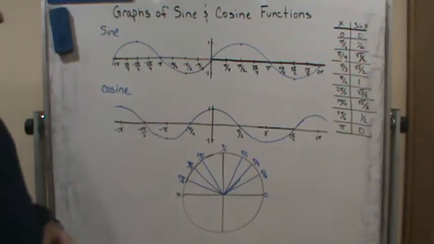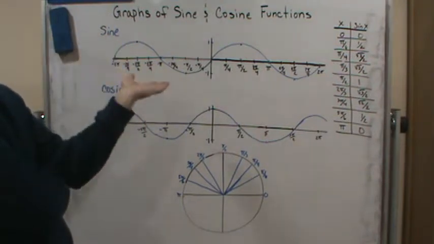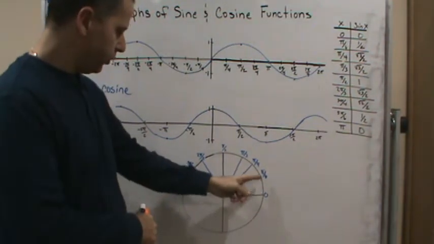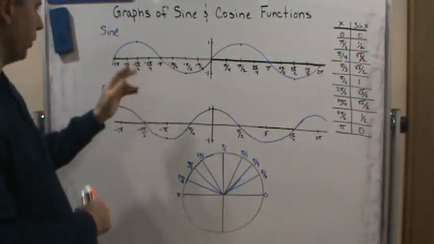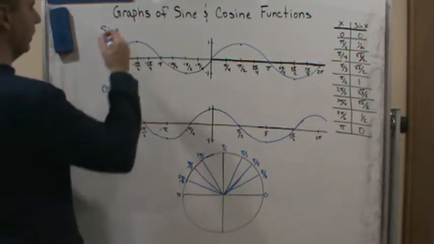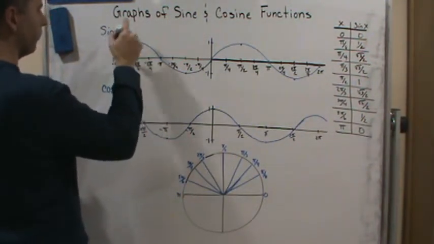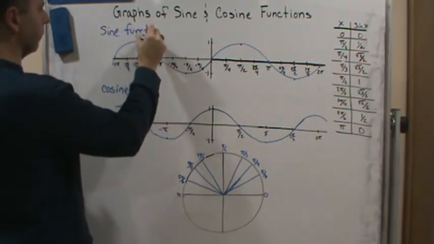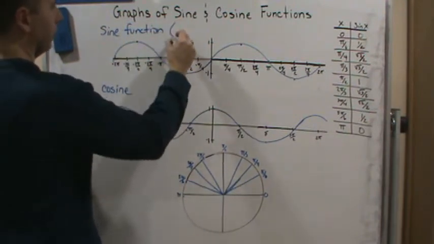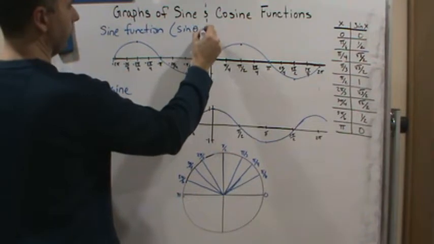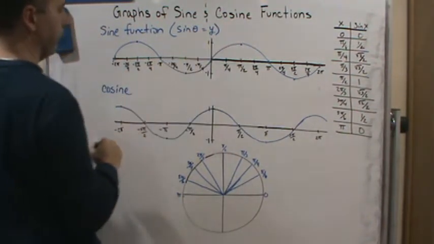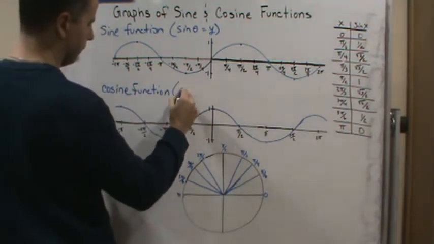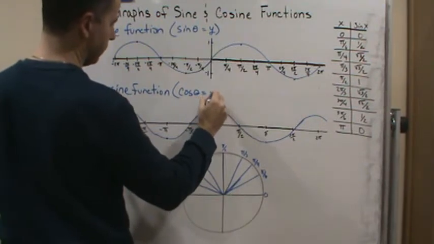Now, the nice thing about these is that these are defined for all real numbers. So this can go on for infinity in both directions. Also, you see that the value of x and y, right? So remember, cosine, sine is equal to what? Let me write it this way. Sine theta is equal to y, right? And then you've got cosine function. Cosine theta is equal to x, right?